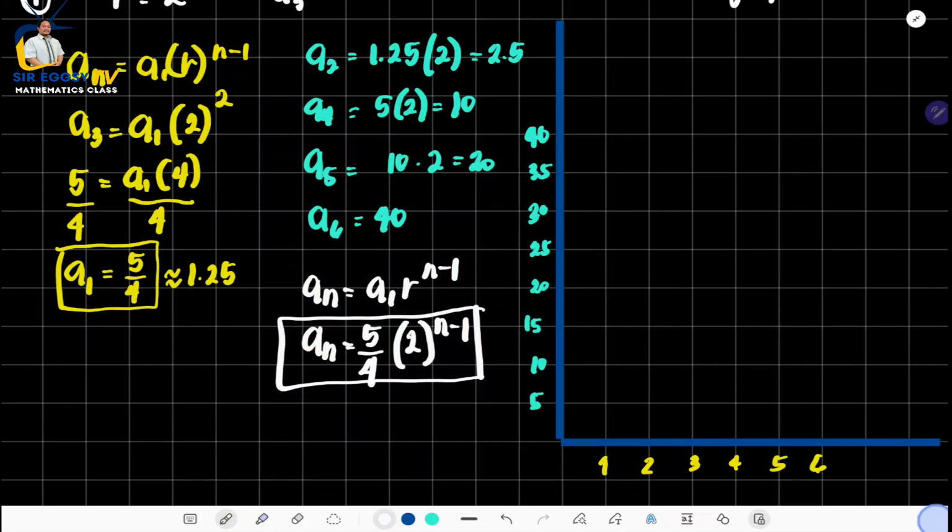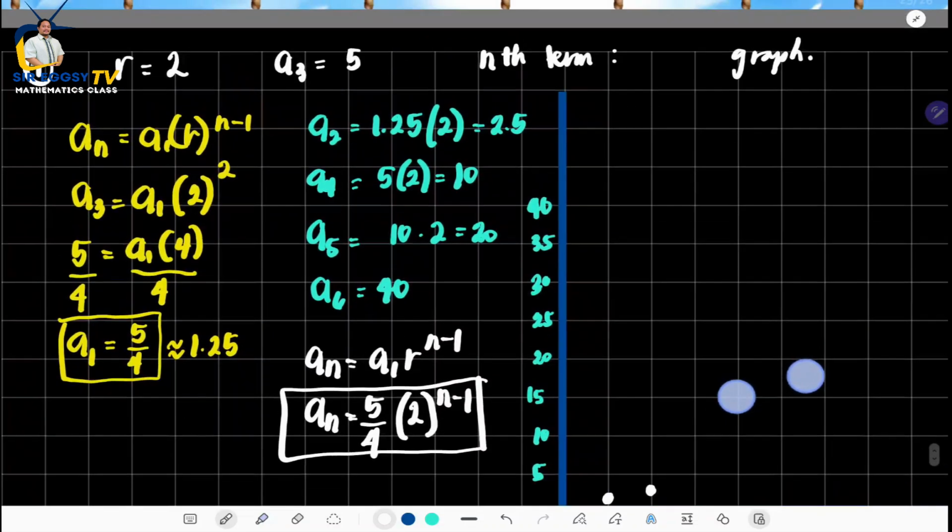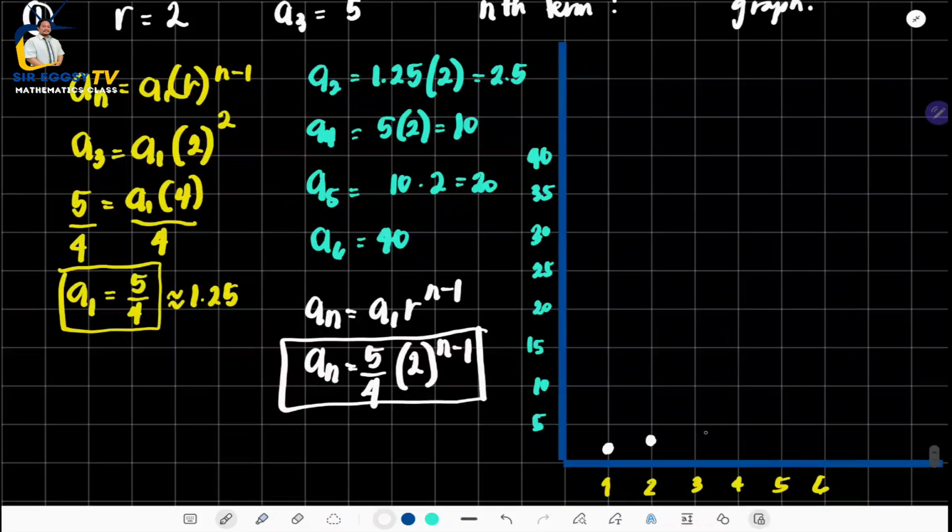Okay, now let's plot the points. A sub 1 mo is 1.25. Ang 1.25 is approximately located here. Ang 2 mo naman is 2.5. So, nasa gitna lang siya. And then your 3 is 5. So, ang 5 naman is exactly on the spot. And this 4 naman is 10, which is in this location. 5 is 20, and 6 is 40.